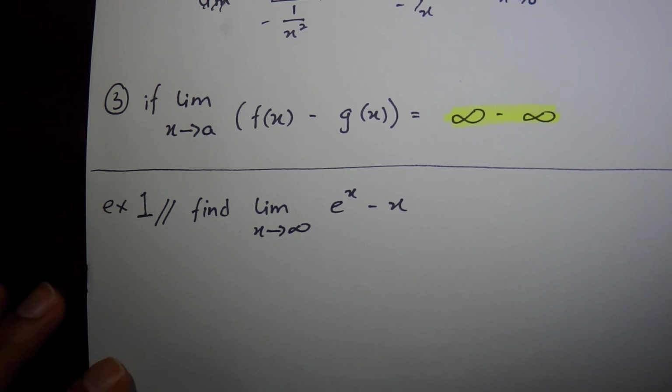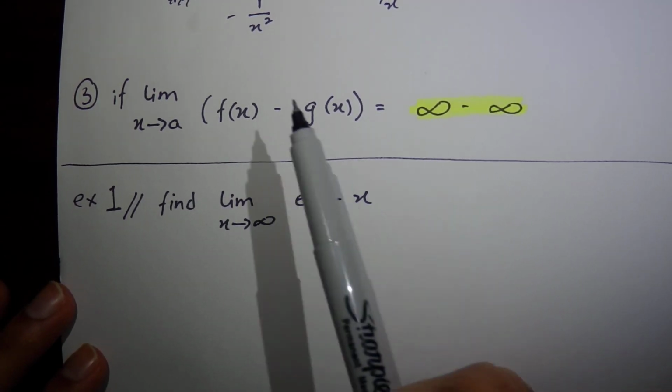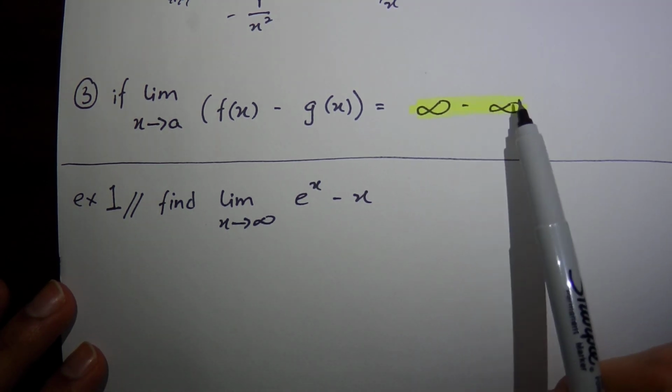The last type of indeterminate form is, well, I don't know what to explain about this, negative infinity minus negative infinity.